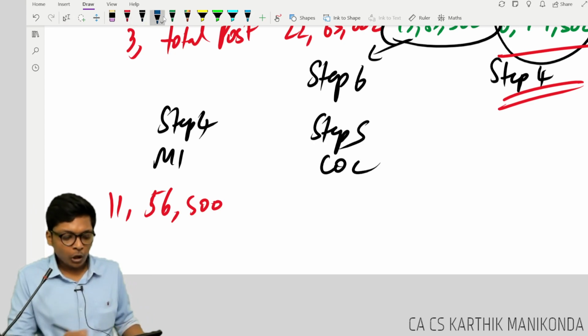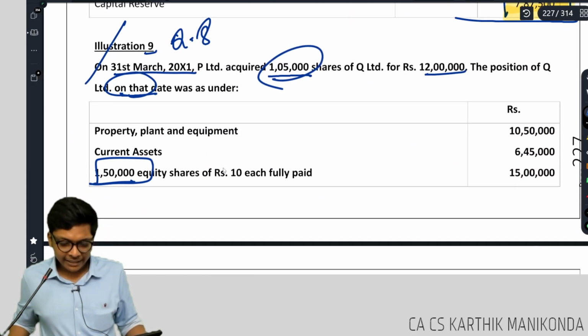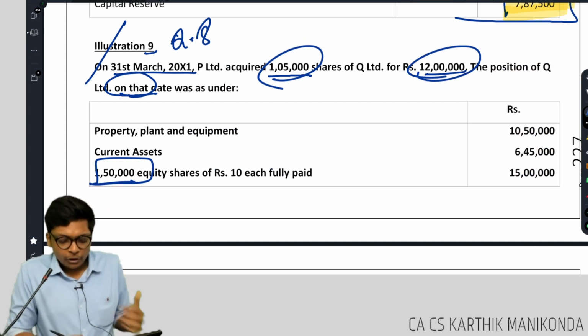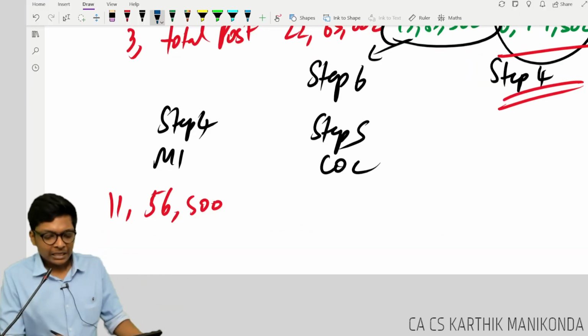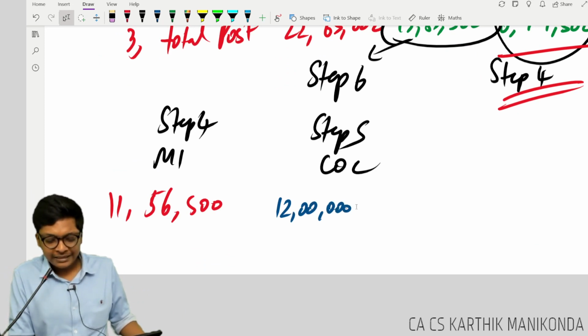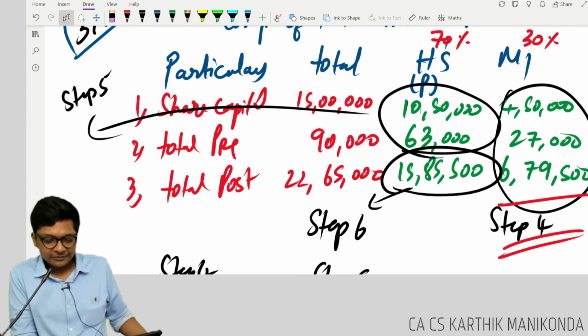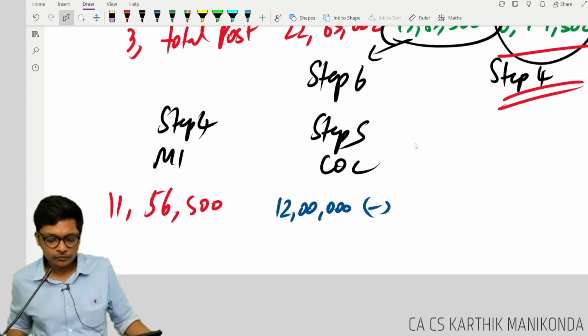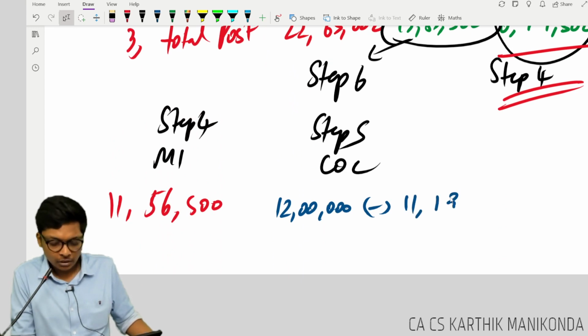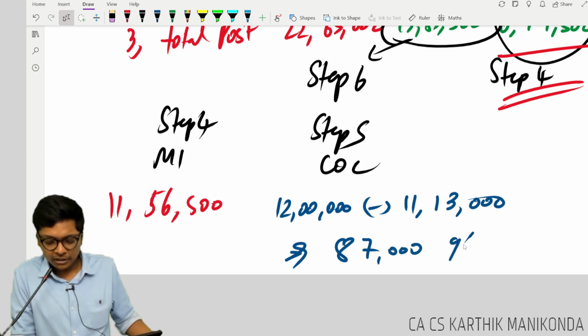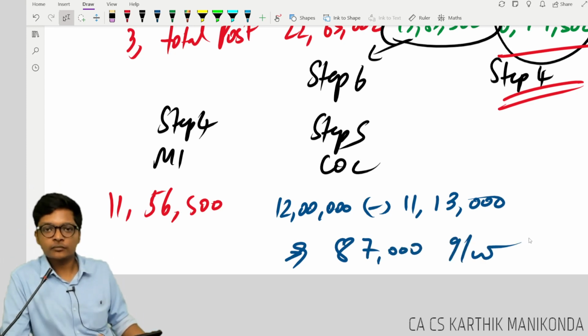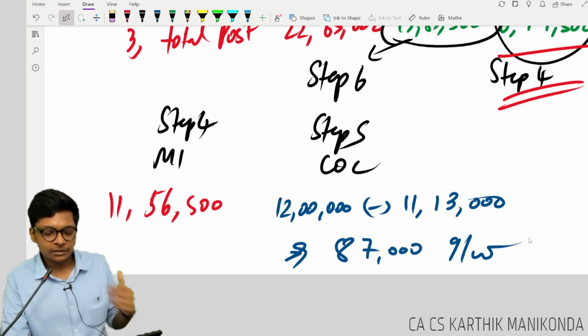Step 5, cost of control. How much you paid? The question itself gave it. Acquired at 12 lakhs. We don't have any dividend in this question. So, I will take 12 lakhs cost of investment minus what I got. This one, step 5: 10,50,000 plus 63,000. How much? 11,13,000. You get a goodwill of 87,000. Are you guys following? See how quickly I am finishing the next few steps.